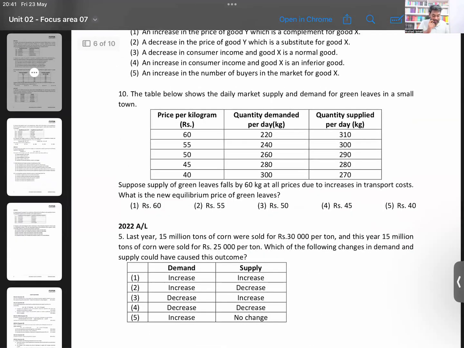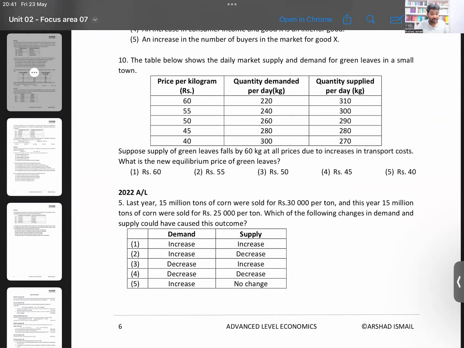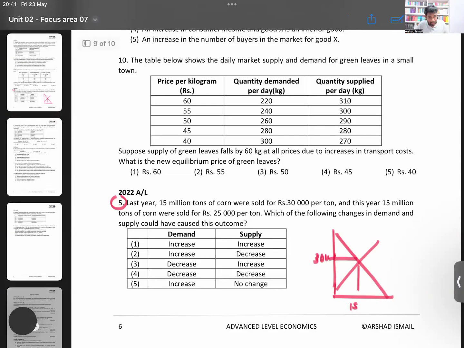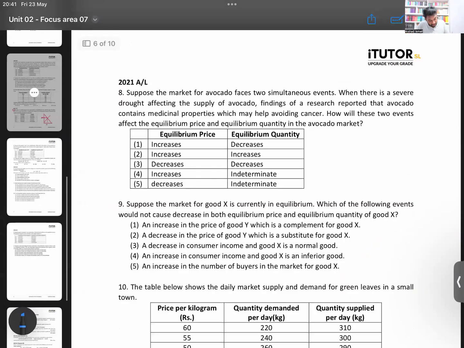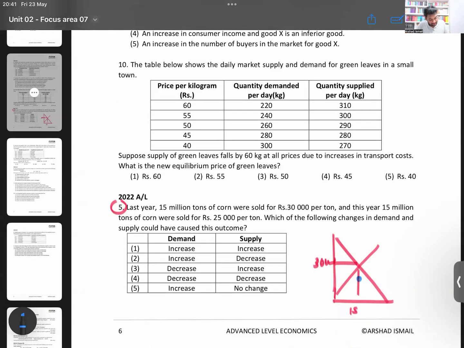Okay, this one. So they're saying last year, 15 million tons of corn were sold at 30,000, and this year 15 million were sold at 25,000. Wasn't that the same thing that we did before? Earlier they said some other example, no? They're saying last year 15 million tons were sold at 30,000. This year, 15 million are sold at 25,000.